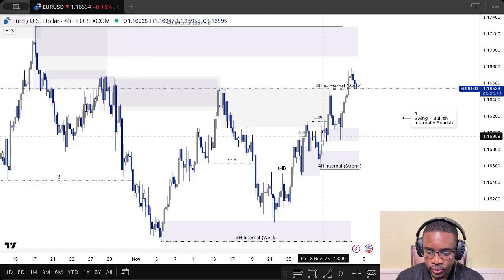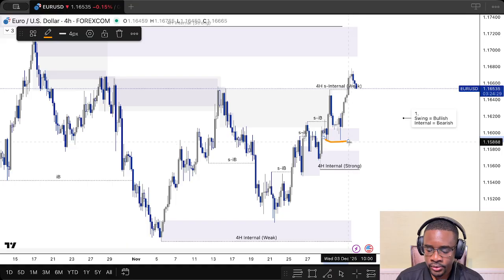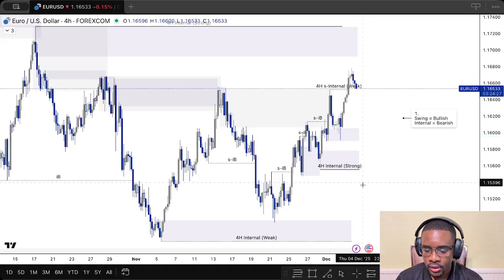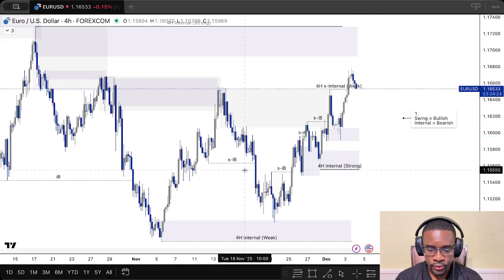But what have we done? We've also left relatively equal lows at the bottom there. So that's something to look out for.